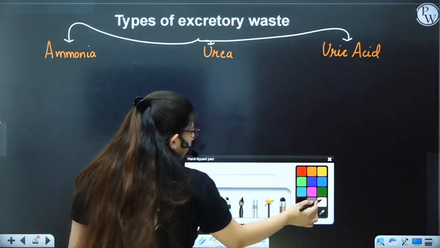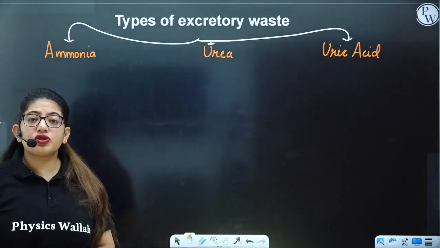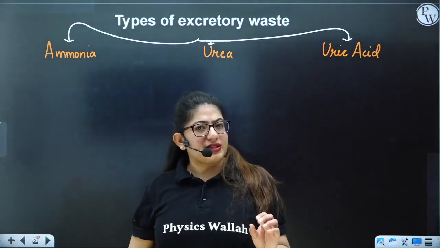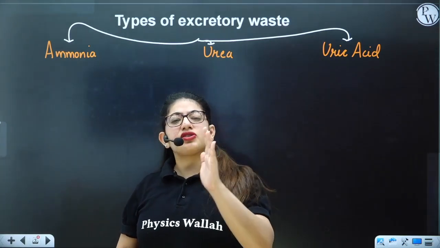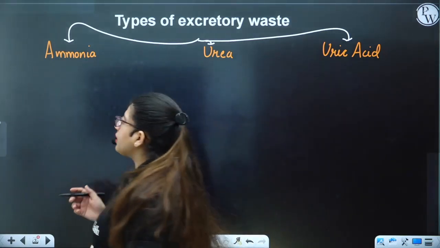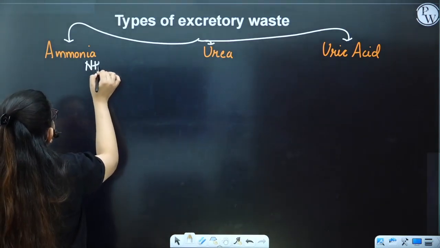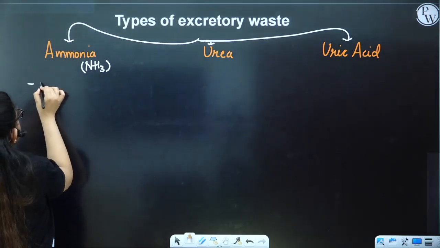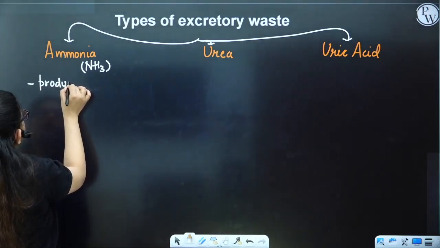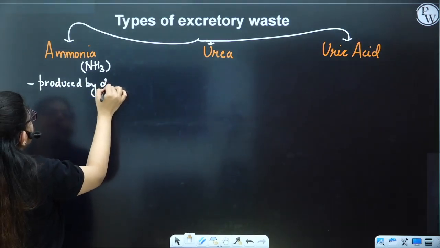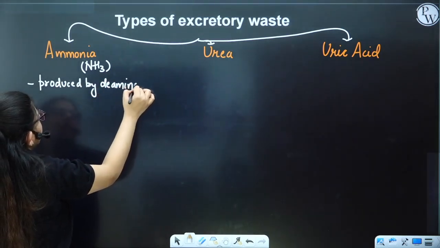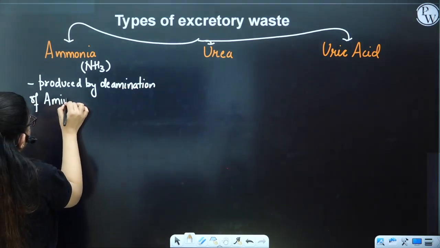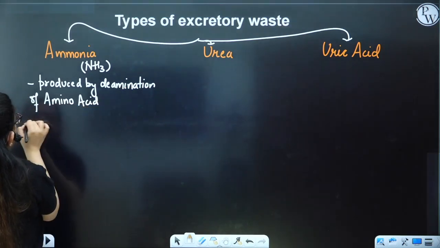Ammonia is the most toxic waste, and it is formed by deamination of amino acids. In amino acids, we have an NH2 group. When this NH2 group gets removed, it becomes ammonia. Ammonia is basically NH3 only, right? If I'm talking about the ion, I'll put NH4 positive. Ammonia is produced by deamination. D means removal, and amination means the amine group of amino acid. This is the most toxic one.